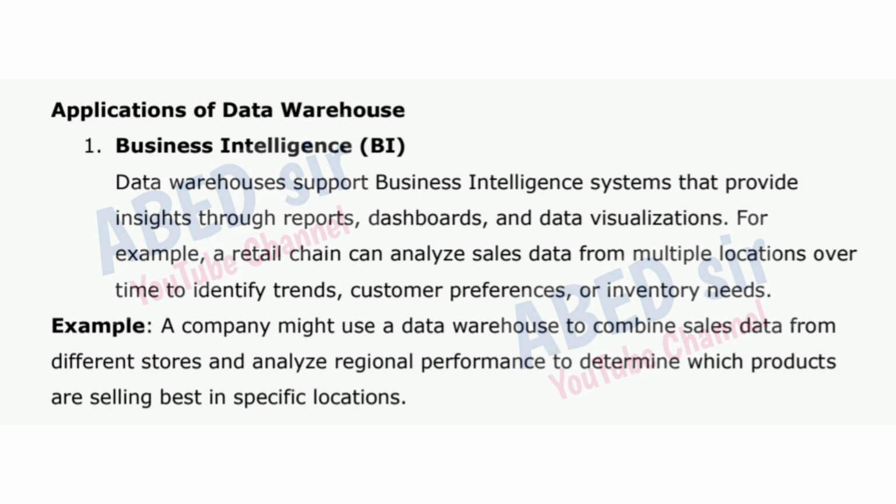Business intelligence. Data warehouses support business intelligence systems that provide insights through reports, dashboards, and data visualizations. For example, a retail chain can analyze sales data from multiple locations over time to identify trends, customer preferences, or inventory needs. Example, a company might use a data warehouse to combine sales data from different stores and analyze regional performance to determine which products are selling best in specific locations.